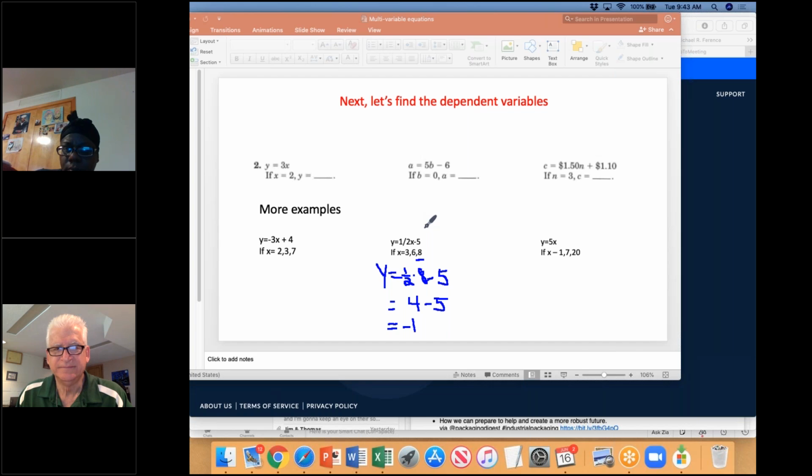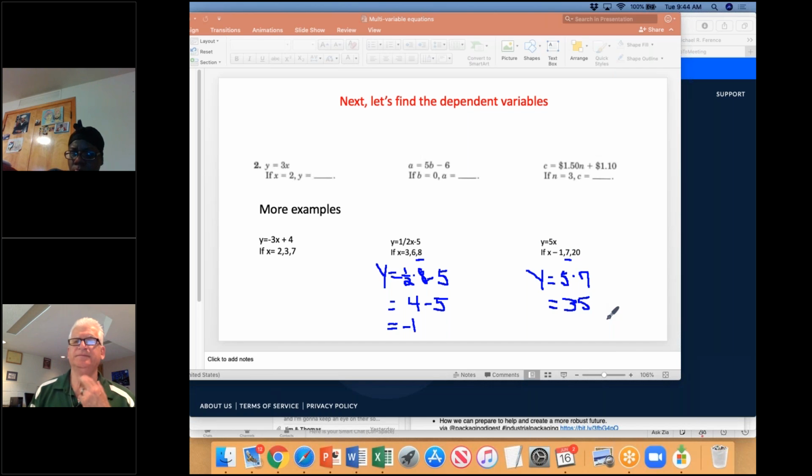So let's move over to one more example here. We got y equals 5 times x. And we'll plug in 7. So y equals 5 times 7. 7 times 5 is 35. There's your answer. So when x equals 7, y equals 35. Okay. Good enough? We'll move on.